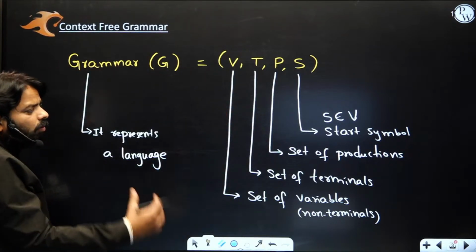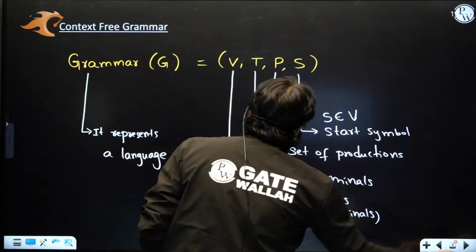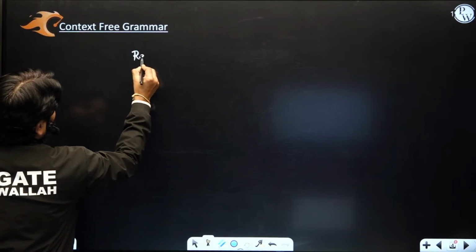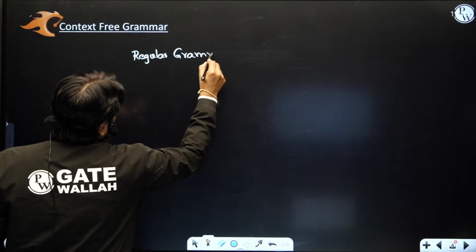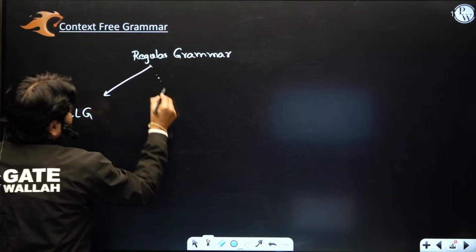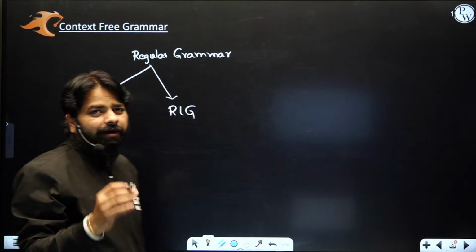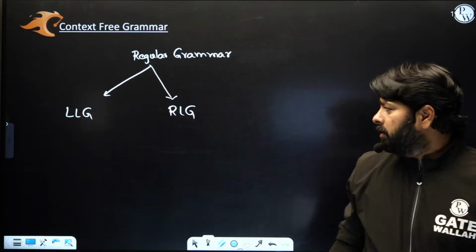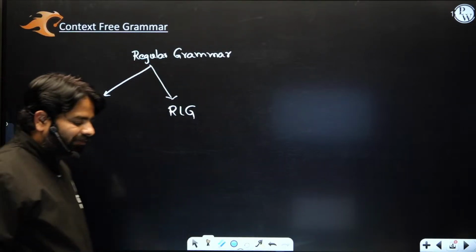Now we know what a regular grammar is, right? Let me compare that. We have various types of grammars, like regular grammar. If you remember, we have studied regular grammar as 2 types: either it can be left linear grammar or it can be right linear grammar. If it is left linear grammar, we have a restriction on how to write every production in the grammar, right? What is the rule for left linear grammar? Have you remembered?